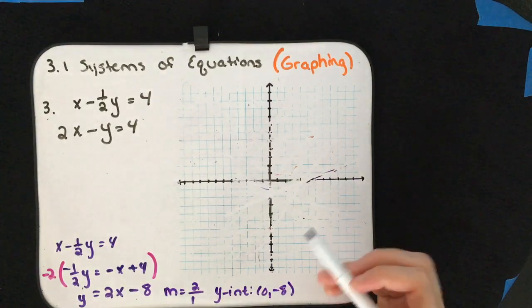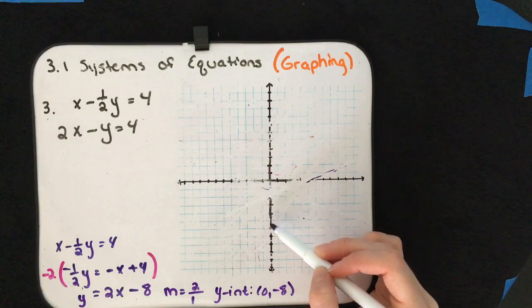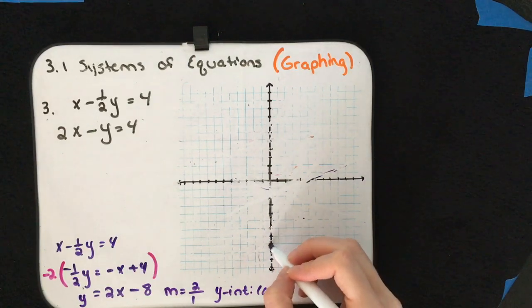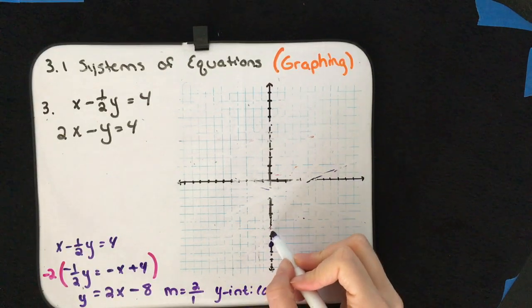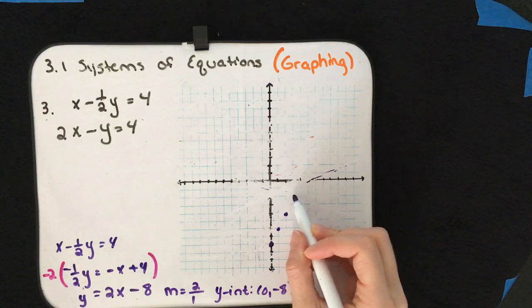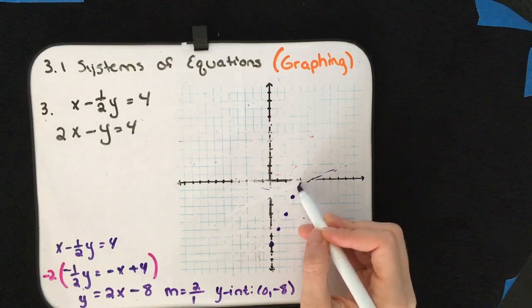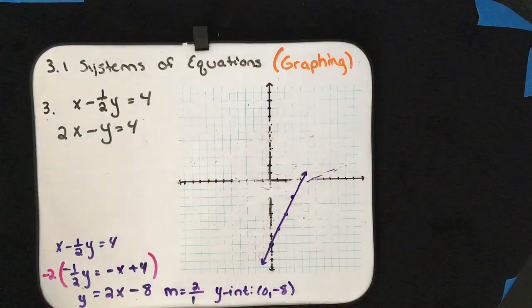So 0, negative 8 is way down here at the bottom of the graph. Negative 1, 2, 3, 4, 5, 6, 7, 8. There we go. And our slope is 2 over 1. So we go up 2 over 1, up 2 over 1. There we go. And let's do our next one.